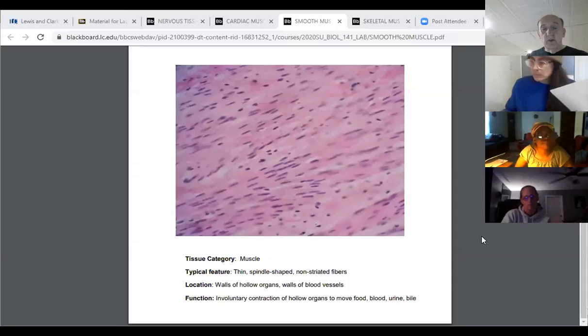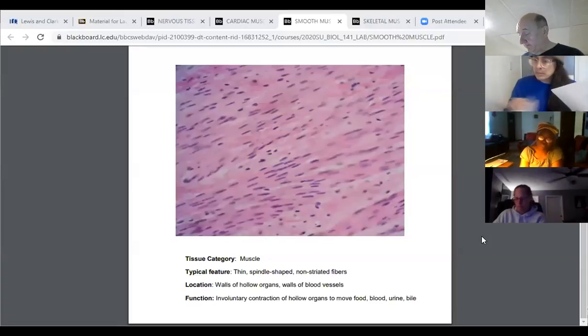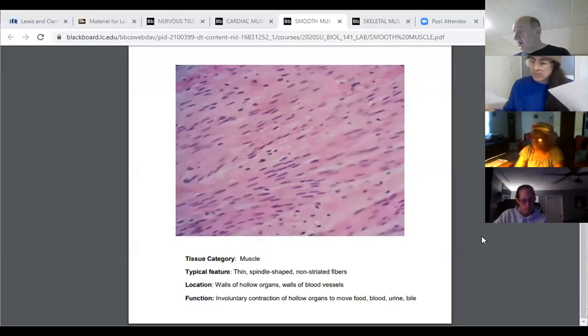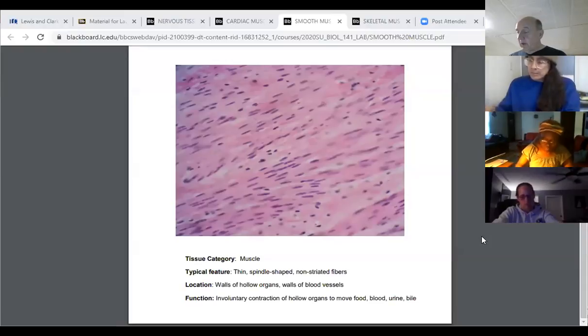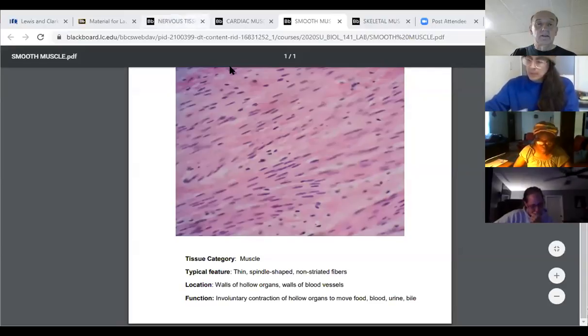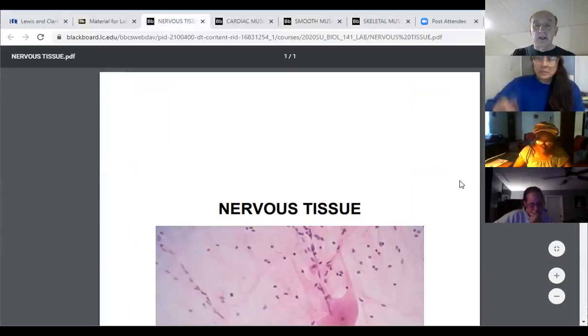So there's one more tissue category left, and that is nervous tissue. When you look at your lab report, the nervous tissue has a few more attributes here. Let's say a few words about what qualifies nervous tissue as its own category.